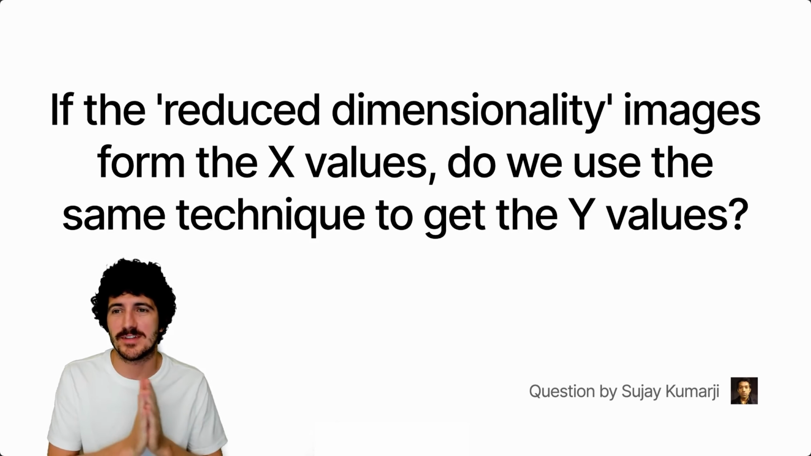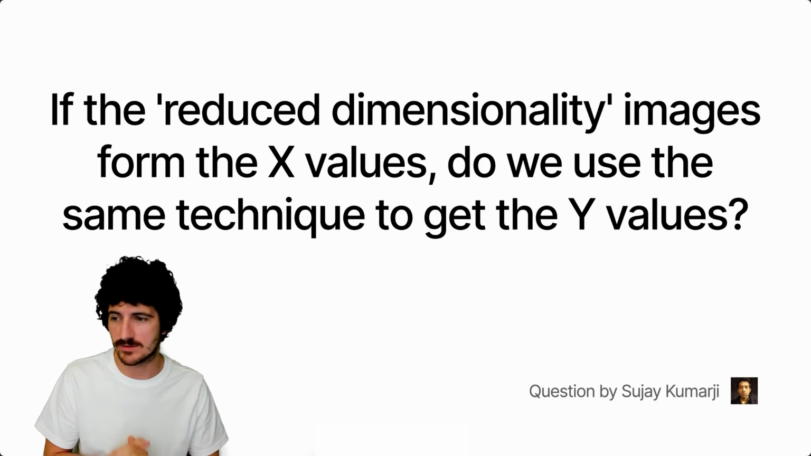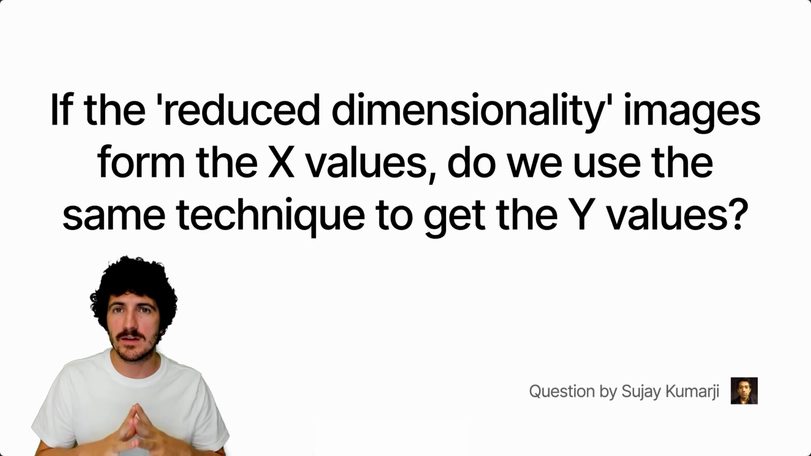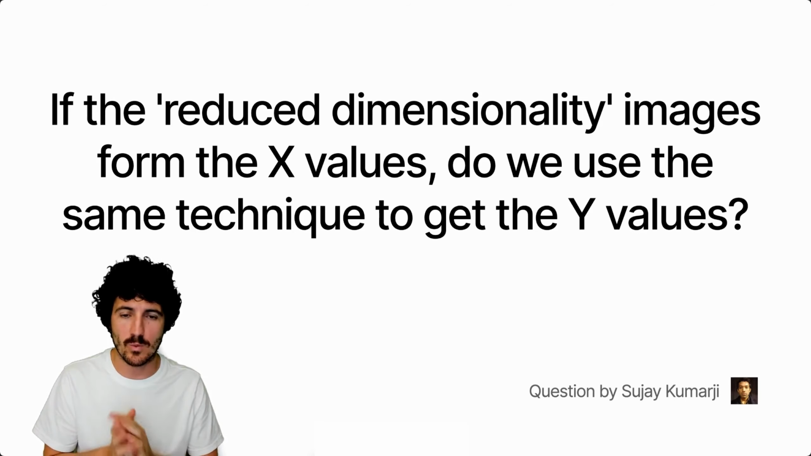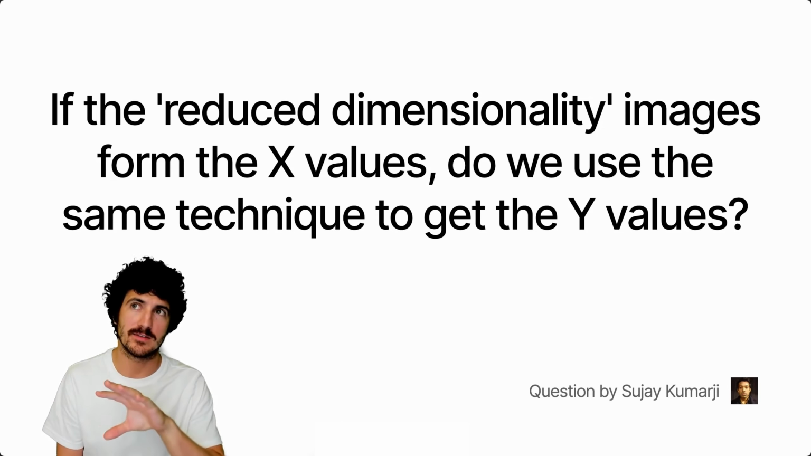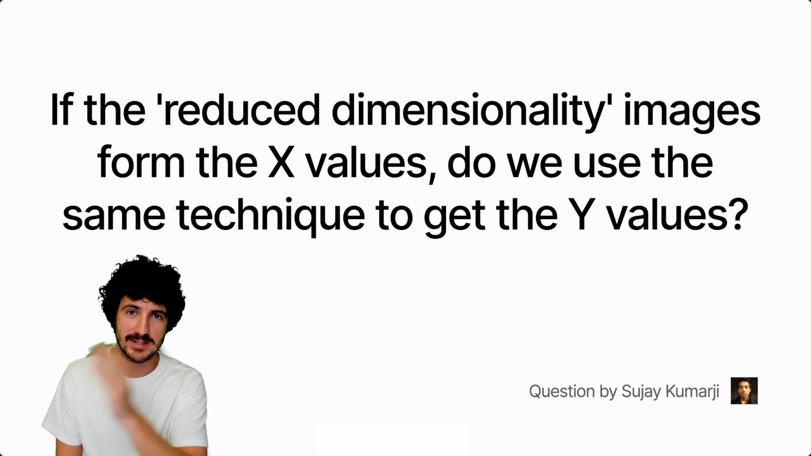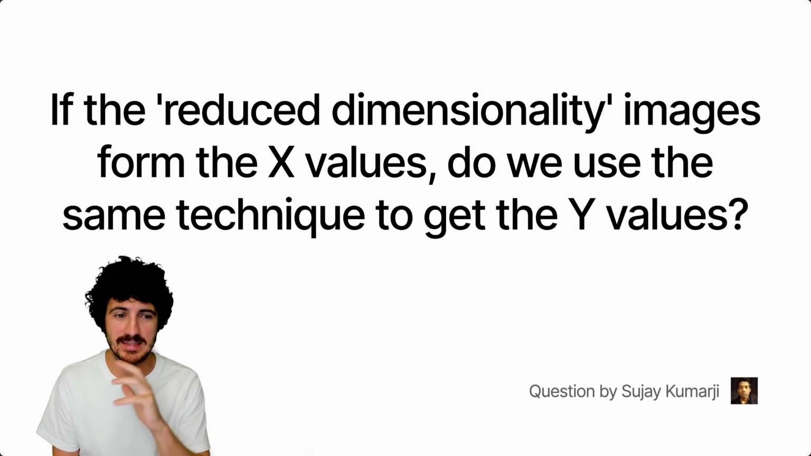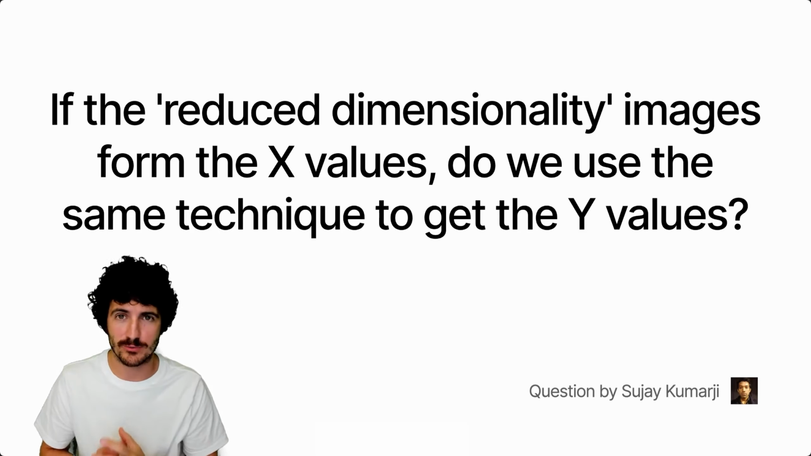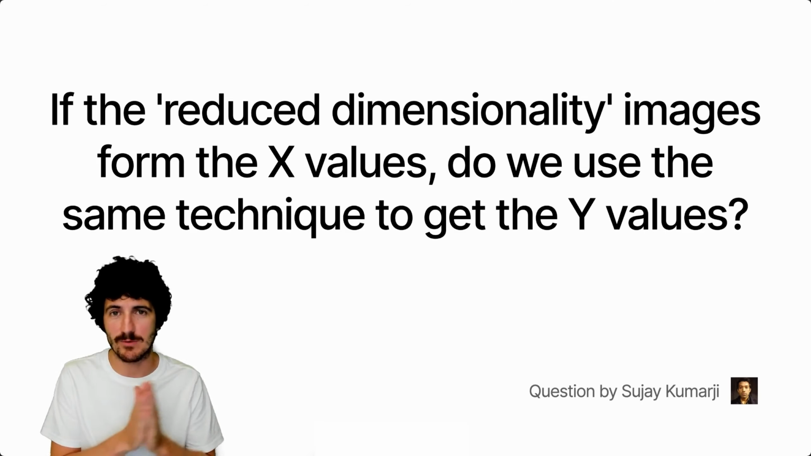So looking at this question, if the reduced dimensionality images form the X values, do we use the same technique to get the Y values? So I don't think so, we're not getting the Y values. There are two sets of X and Y values that we're mentioning here. In the stacked autoencoder world, there is one X value and one Y value, and in any other neural network that we're using for training. And then later in the t-SNE dimensionality reduction algorithm, there's also X and Y.